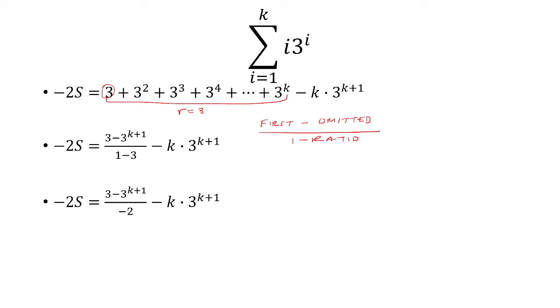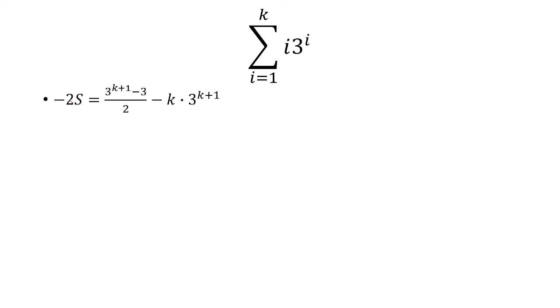So 1 minus 3 is negative 2. And then at this point, I can rewrite this as negative, and then 3 to the k plus 1 plus 3, which, if you factor out the negative, you have 3 to the k plus 1 minus 3. And then we have a negative 2 on the bottom, so the two negatives are going to cancel. And we have 3 to the k plus 1 minus 3 over 2.